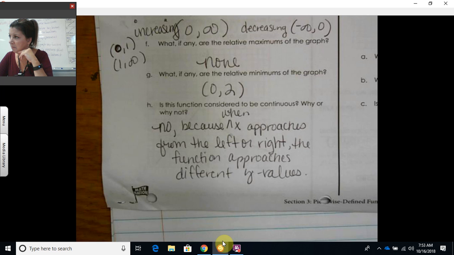Everybody cool with that? Okay, I want you to look at the try it on the right side of the page. And I want you to try it. If you get it wrong, we can erase it. Put what you think you're supposed to put.